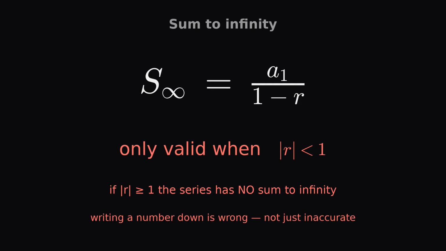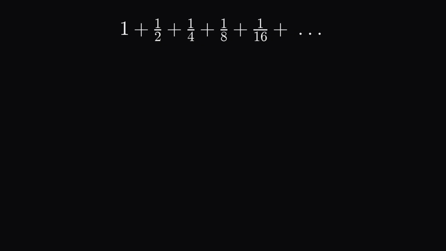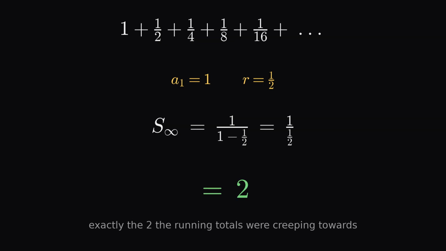Not just inaccurate, wrong. Let's check it on the one we were just watching. 1 plus a half plus a quarter, and so on. A1 is 1, and r is a half. 1 over 1 minus a half. That's 1 over a half, which is 2. Exactly the 2 it was creeping towards.